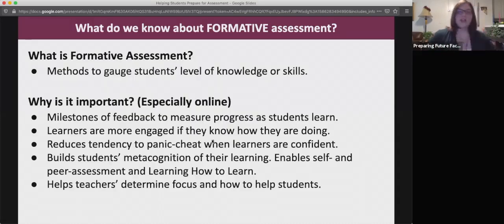So here's my reveal slide. Go ahead and look at this definition. Here's a more technical one. Formative assessment as methods to gauge students' level of knowledge or skills. How did your definitions compare? Just think about it. And then go on ahead and take a look at the reasons I have listed very briefly before I talk about them. Did yours that you thought about, did any overlap? Just take a look for a second.